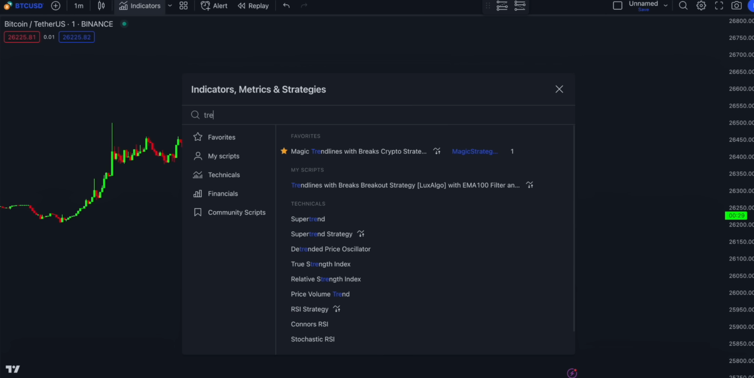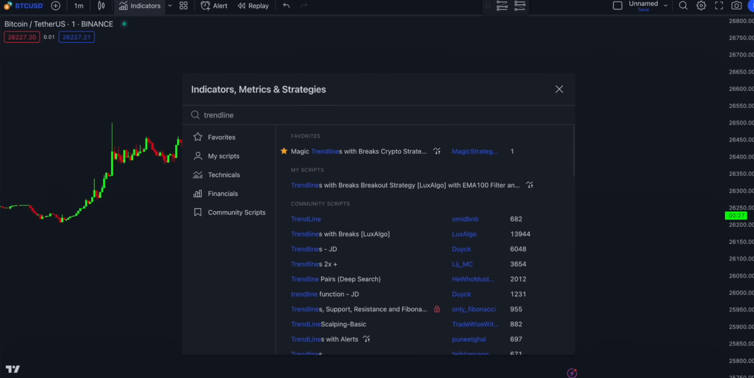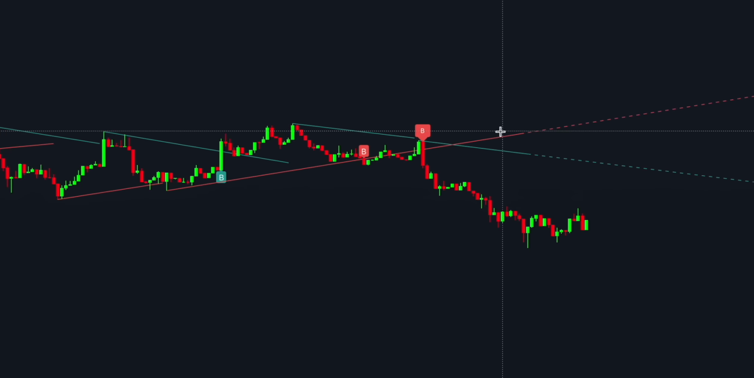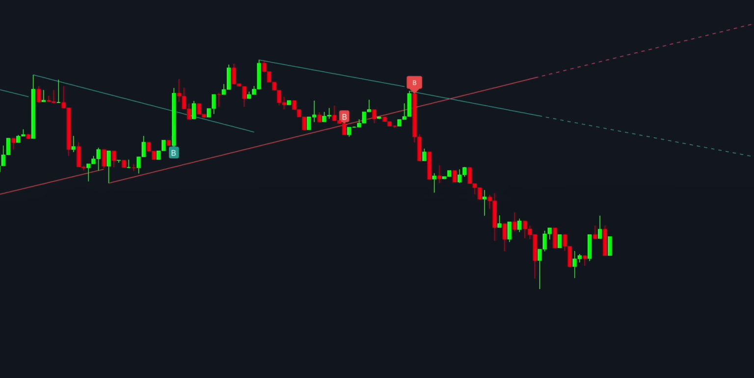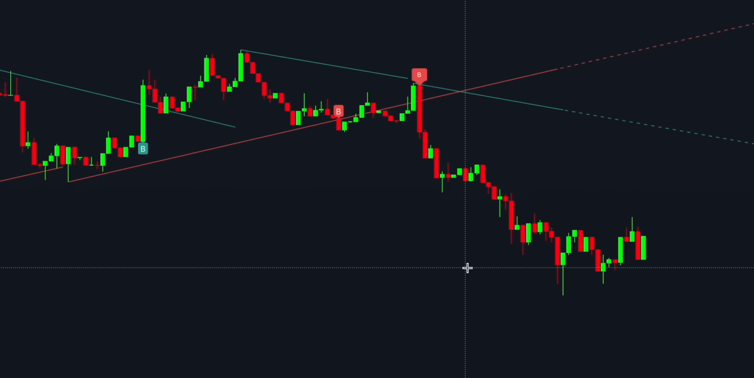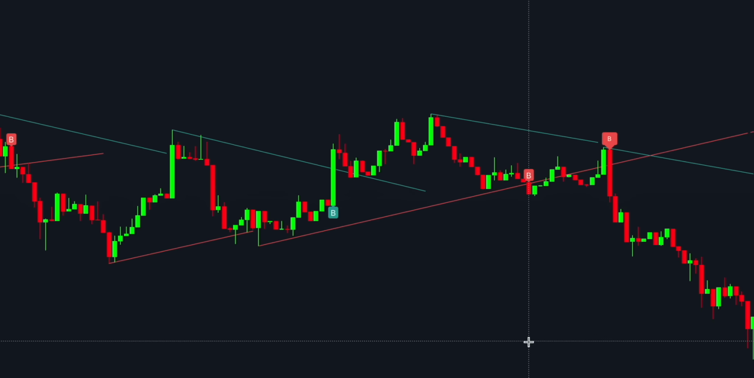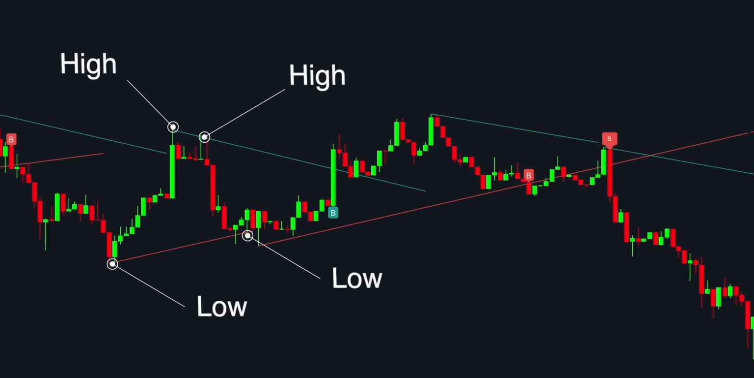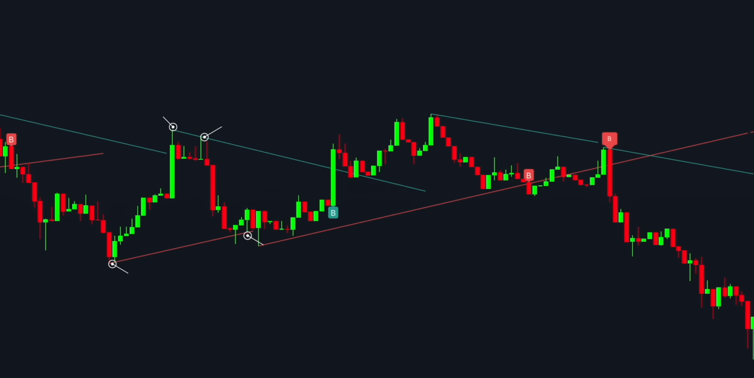Let's navigate to the indicators to add the first tool to the chart, the Trend Lines with Breaks indicator created by LuxAlgo. The Trend Lines with Breaks operates based on the principles of support and resistance, which are critical concepts in technical analysis. Here's a breakdown of how it works. The indicator first determines pivotal highs and lows in the price chart, which are the extremes within a defined length of bars. These points serve as the starting and ending points for the trend lines.